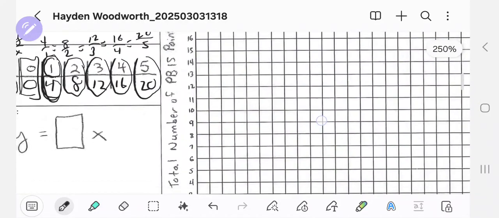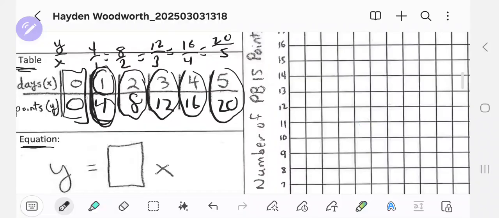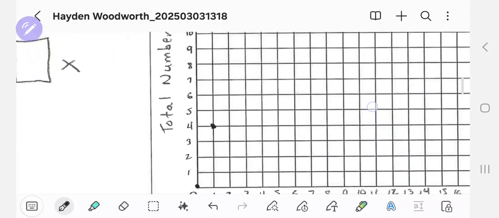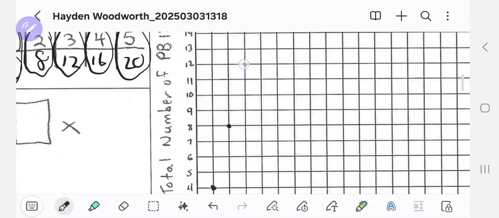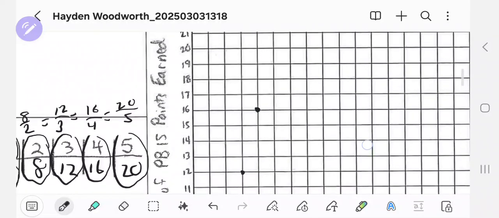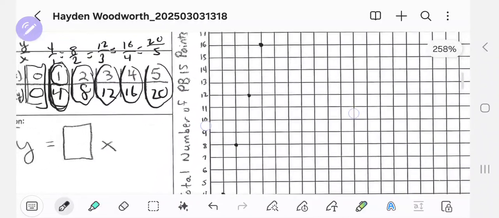I have to zoom in a little bit because it's hard to graph on my small phone here. But we can put 0, 0. We're just taking these points in the table and putting them on our graph. Now I'm going to do 1, 4. I have 1 day and 4 points. 2 days would be 8 points. 3 days would be 12 points. 4 days would be 16 points. 5 days would be 20. And then I'm predicting 6 would be 24. I'm sure you could make that prediction as well.